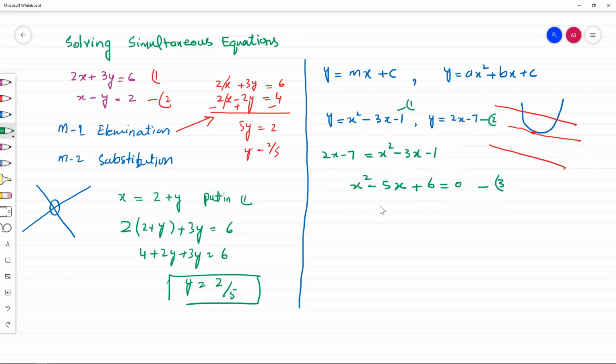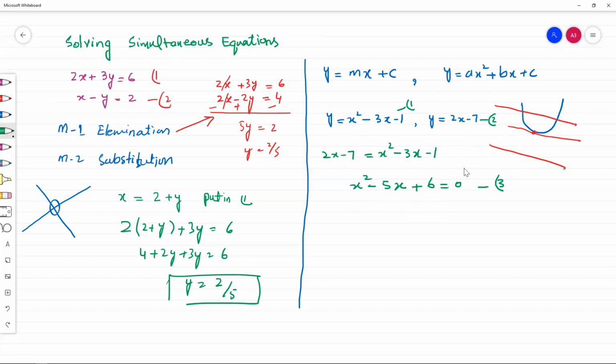This is not a new equation, but this is a reduced form of equation number 1 and equation number 2. So the solution of this equation will tell us the intersection points. So when we solve this, we get two values of x.